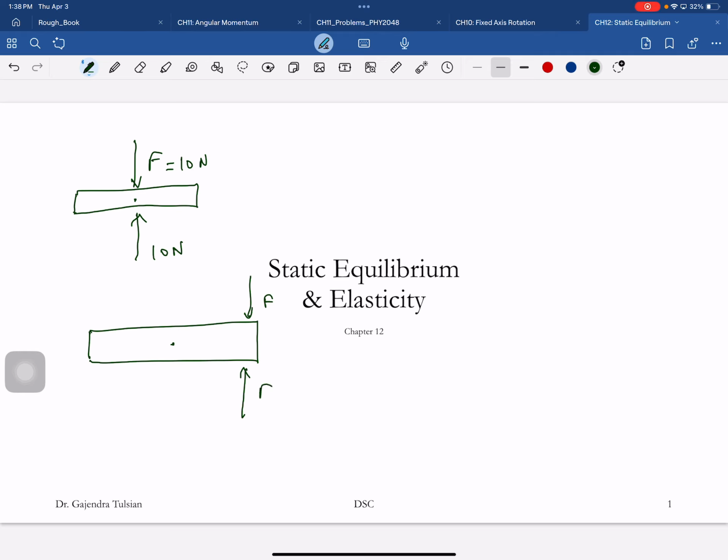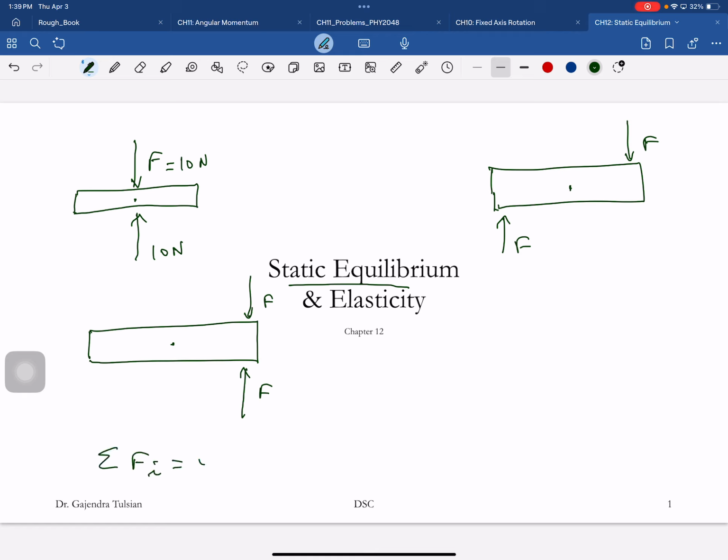Again, 10 newtons and 10 newtons. The total force is zero. Nothing will happen. It will rotate. So if you want static equilibrium, in all these cases, the sum of the forces was zero.